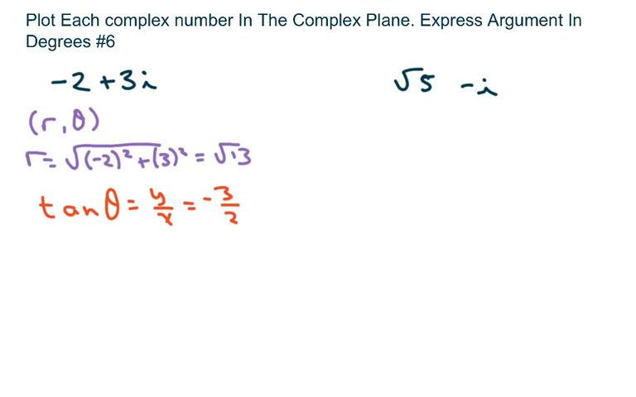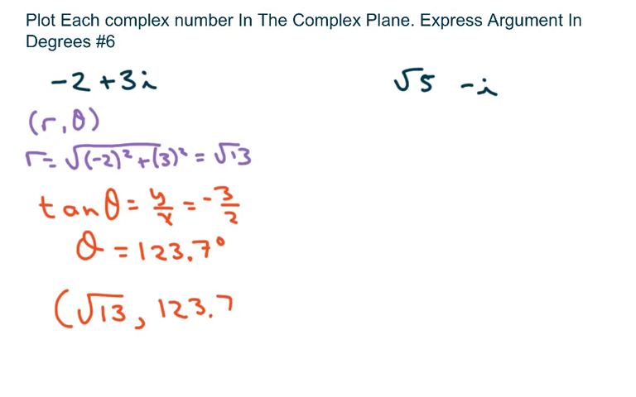And when you take the inverse tan, we get theta equals 123.7 degrees. So our polar coordinates are square root of 13, 123.7 degrees. And for this one, do the same thing.